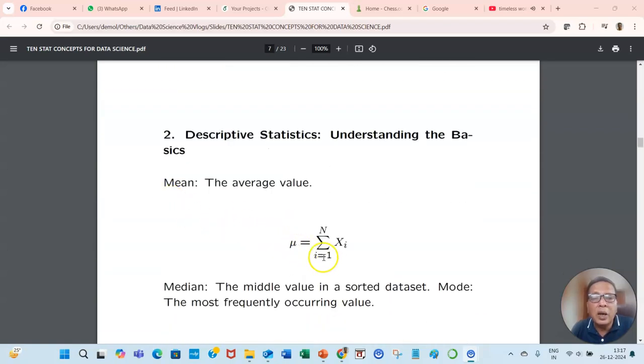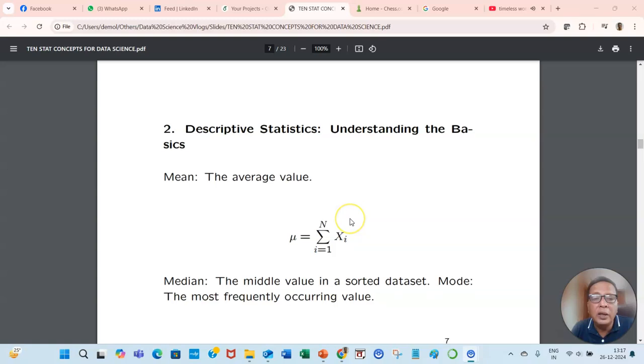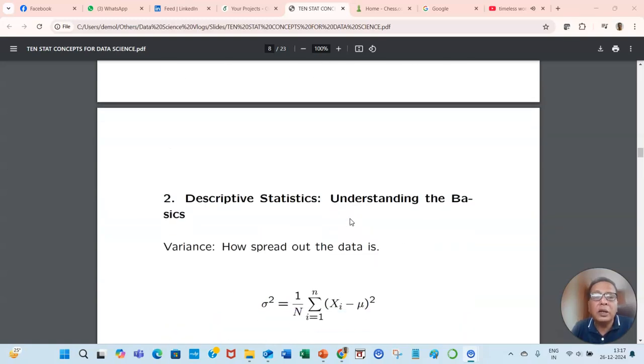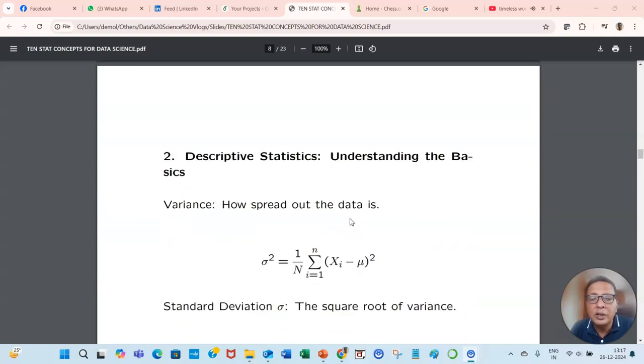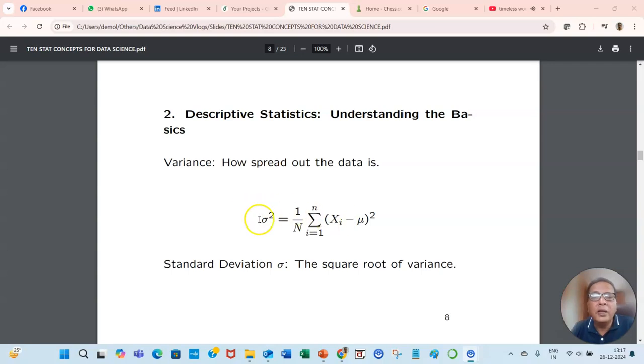So the mean is the average value, summation xi by n. That's the popular measure of central tendency. Then we have the variance, sigma square, 1 by n summation of xi minus mu whole square, which is the population variance. And if we replace mu by x bar, we get the sample variance.